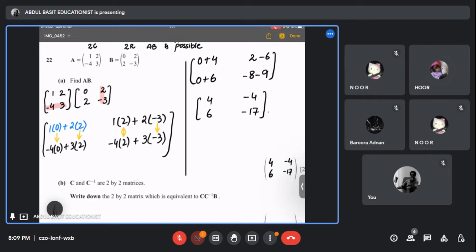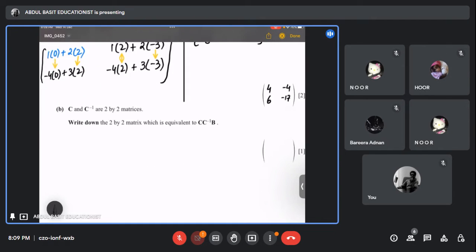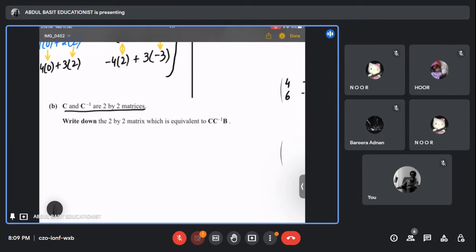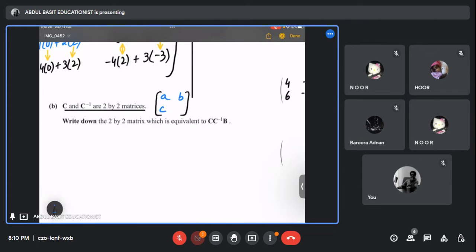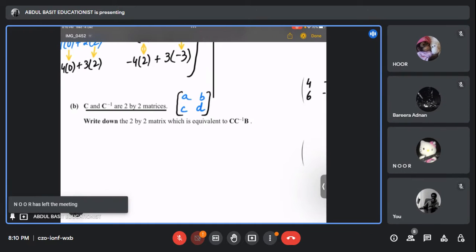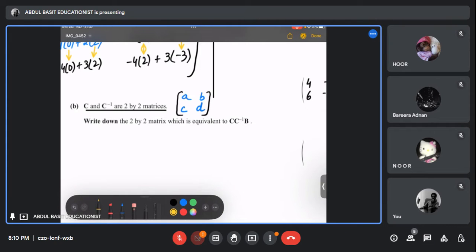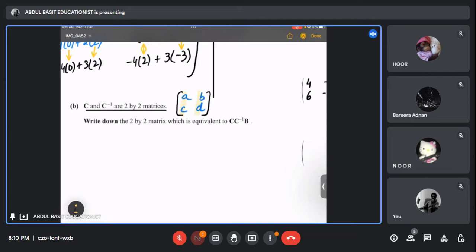Yes, sir. Okay. Now the second question says that C and C inverse are 2 by 2 matrices. A 2 by 2 matrix means that there are two rows and two columns. In this matrix, we can see that there are two rows and two columns. So that's a 2 cross 2 matrix.